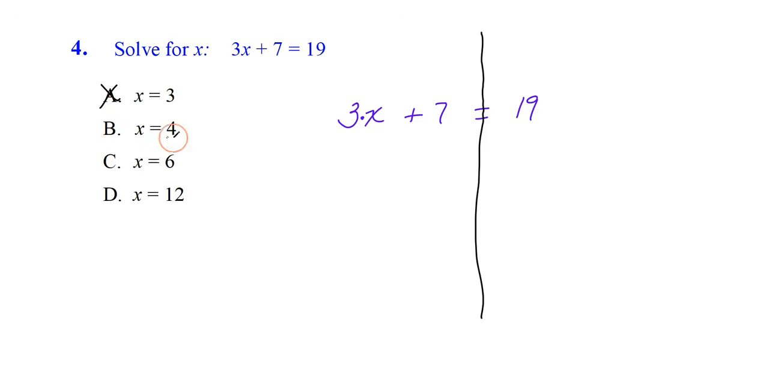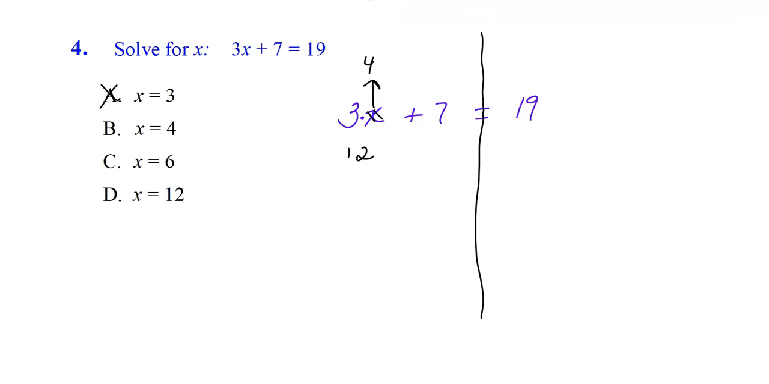So again, I'm thinking in my mind, what number times 3 plus 7 gives us 19? So let's replace the x with 4. I'll kind of cross it out this time. So I'm thinking to myself, does 4 times 3 plus 7 equal 19? Well, let's write it out. 4 times 3 is 12 plus 7. Sure enough, it equals 19. So my answer is B.